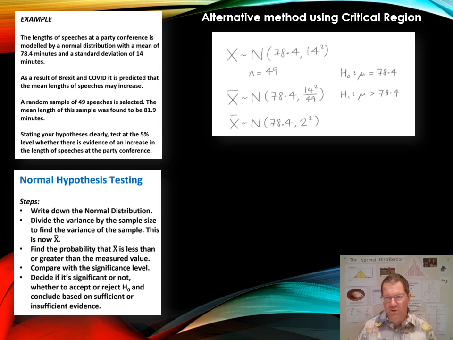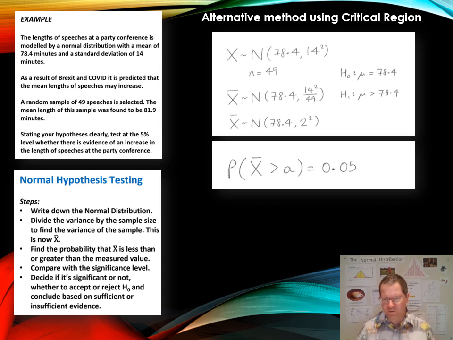I'm just going to show you an alternative method to deduce the same result using critical regions. So we start in the same way. We've still got the same hypotheses, we've still got the same normal distribution, which we convert into a new one by dividing by the sample of 49. So we've still got x bar is normally distributed with 78.4 for the mean and 2 squared for the variance.